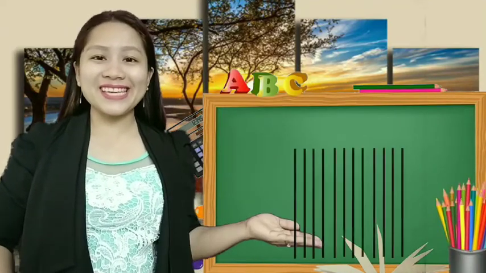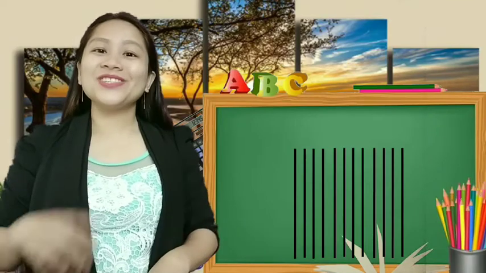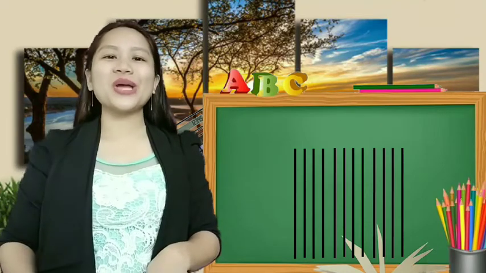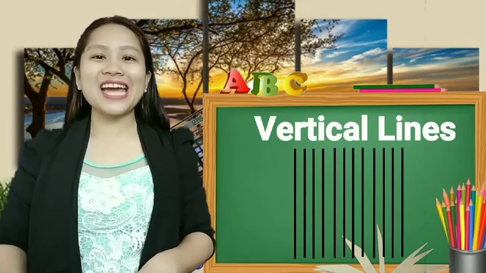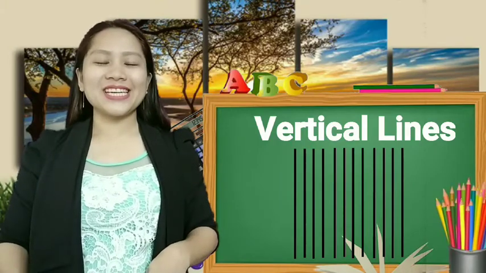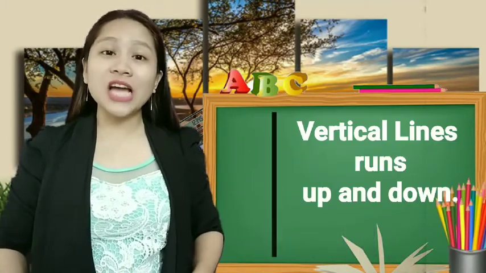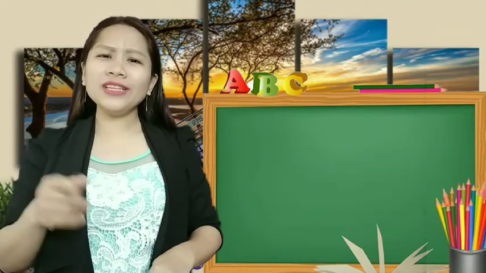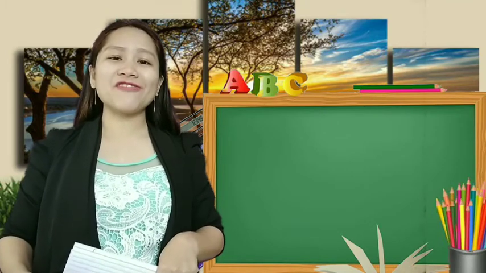Now let's move to number 2. It looks like this. Do you know the name of this line? If you answered vertical lines, you're right. Now vertical lines run up and down. Now I want you to stand straight. Are you ready? Now stand straight in 5 seconds. Ready? 1, 2, 3, 4, 5.